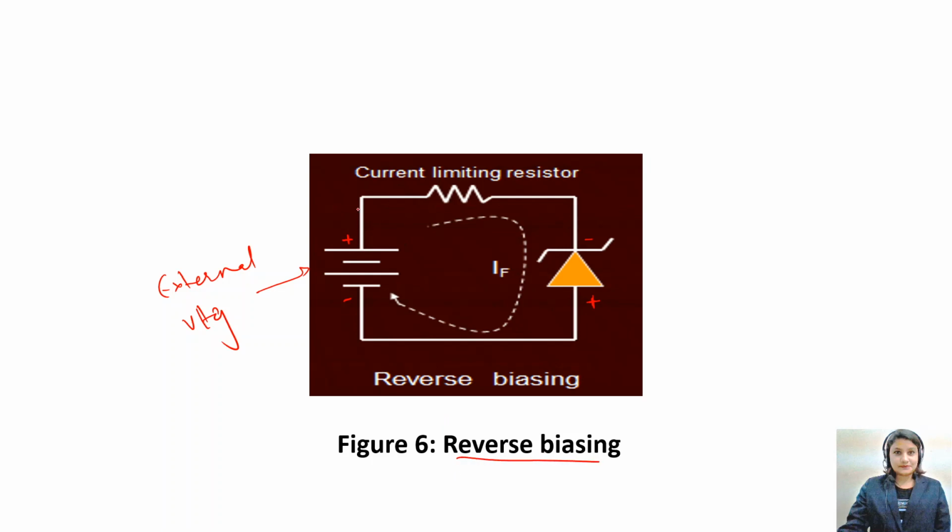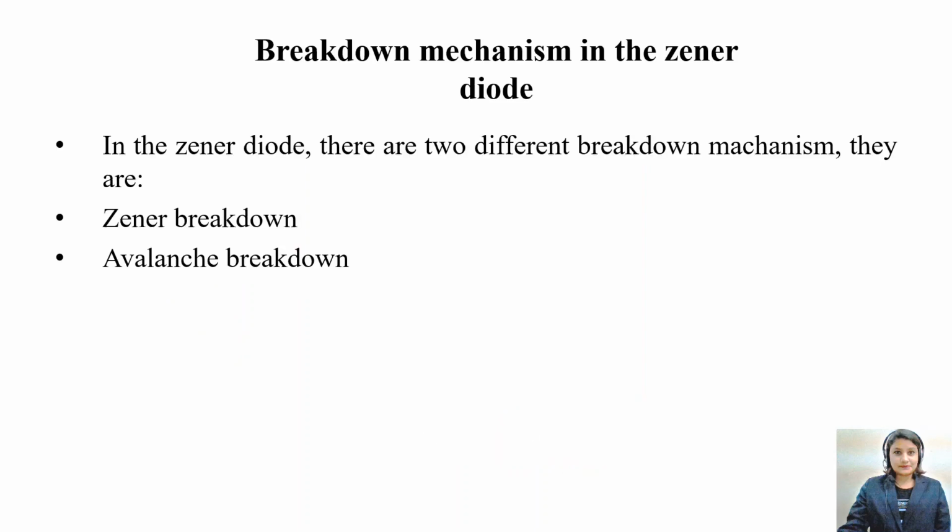So the positive terminal of the battery, now we have connected it to the negative terminal of the Zener, and the Zener diode becomes reverse bias. So we have to always say Zener diode or simply Zener. If we make the Zener reverse bias, it shows two breakdown mechanisms.